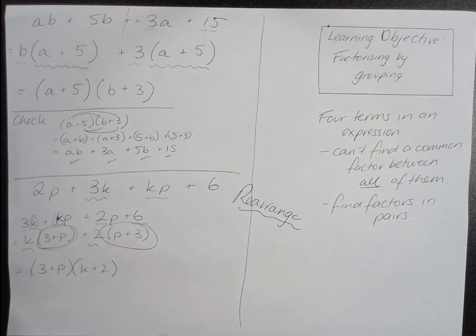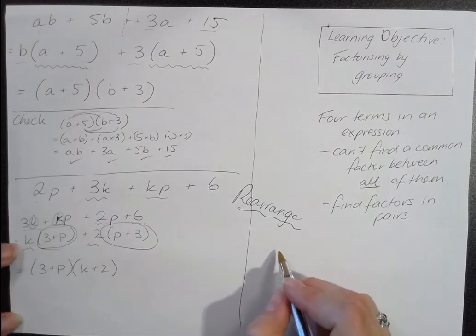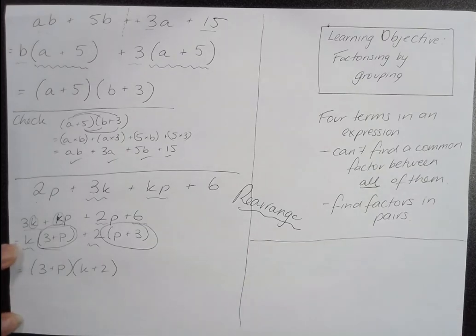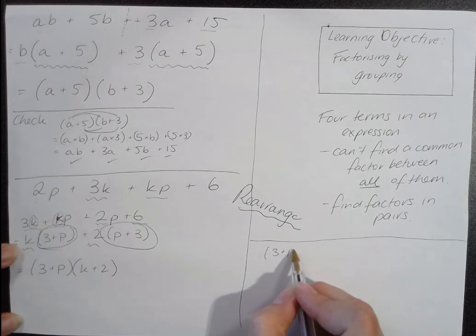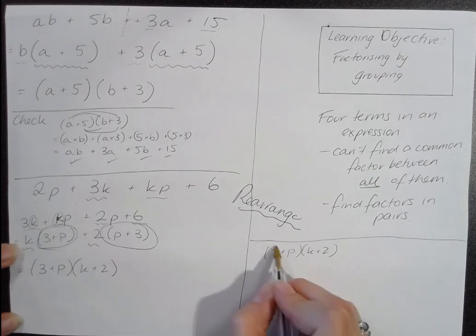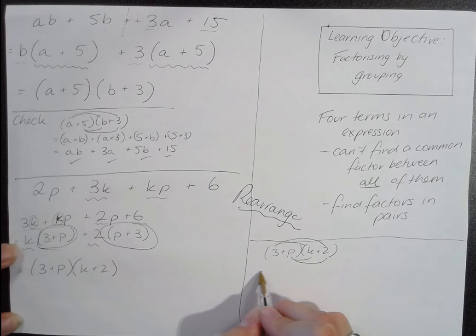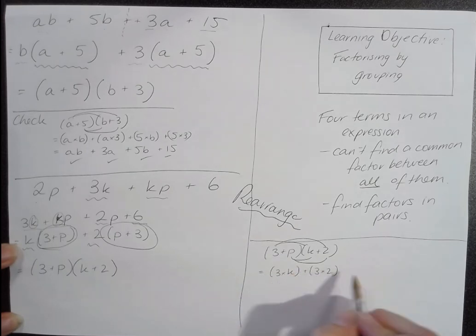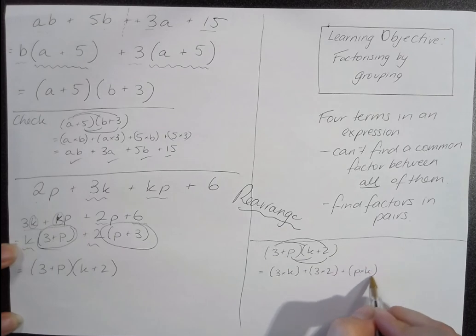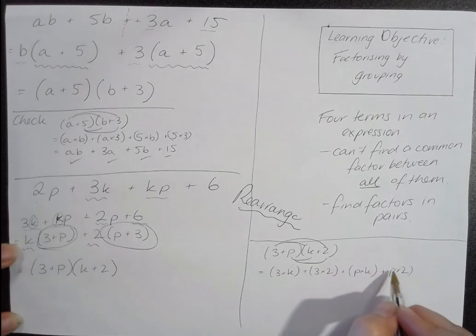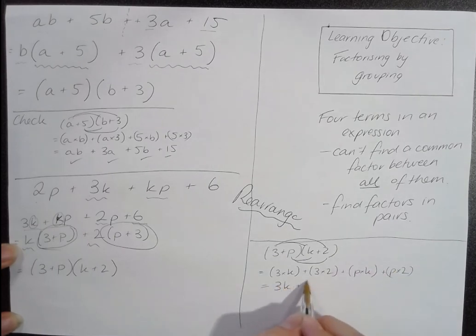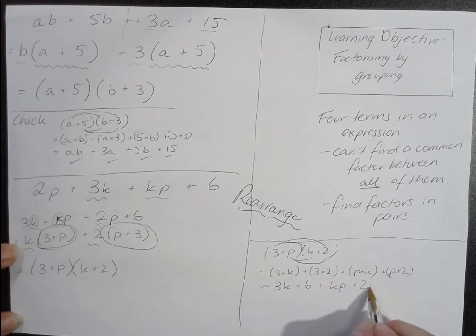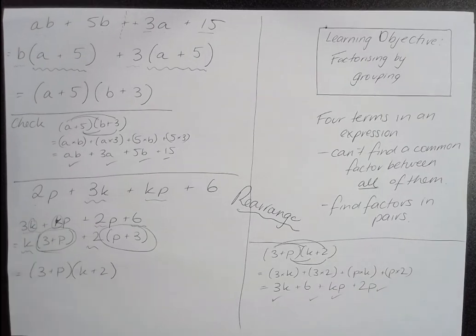So once again, we can do our check. I might do our check over here. Sorry, I'm a bit poorly spaced in this one. 3 plus P, K plus 2. Let's do our crab claws. We would end up with 3 times K plus 3 times 2 plus P times K plus P times 2. So 3K plus 6 plus KP plus 2P. We have 2P, we have KP, we have 6, and we have 3K. So we have all the right ones there.